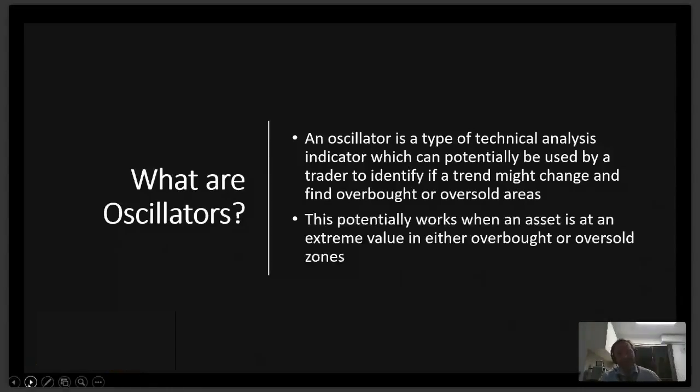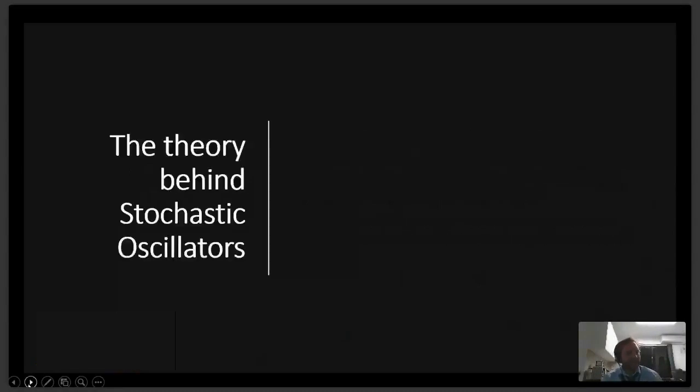This potentially works when an asset is at extreme value in either overbought or oversold zones. Now, the theory behind the most popular oscillators, the stochastic oscillators. Easy for me to say.